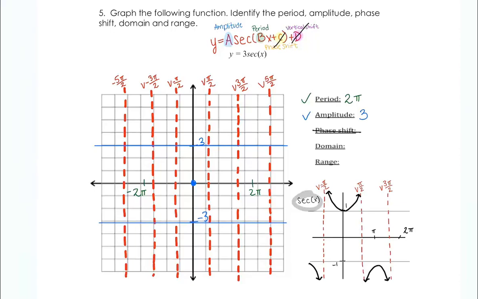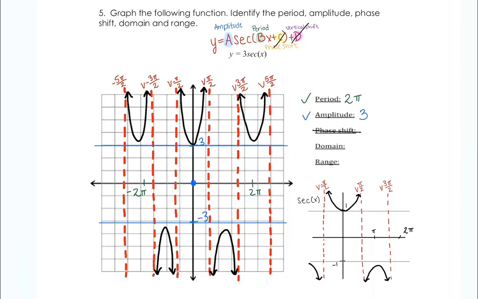On the parent function of secant, we see that from the origin to the beginning of the horizontal asymptote, we have our first function. We didn't have a phase shift or a vertical shift, so our function is going to be in the exact same spot, but instead of starting at 0, 1, we're going to start at 0, 3. From that function, the next functions to either side are going to be facing down, and then facing up, and so on and so on.